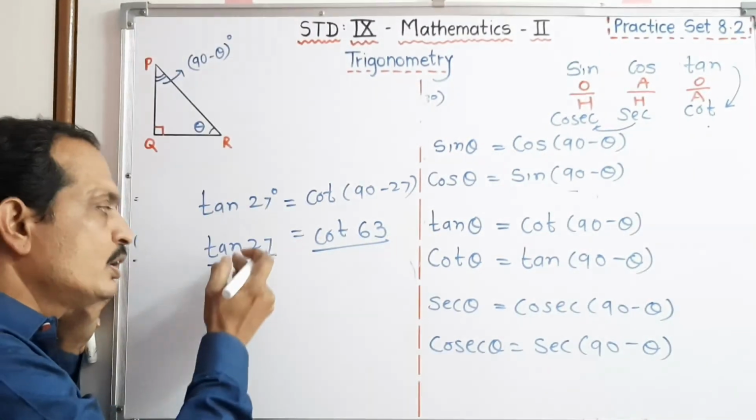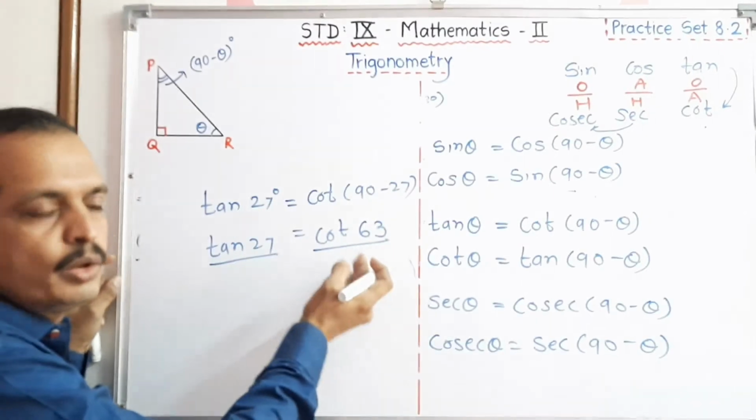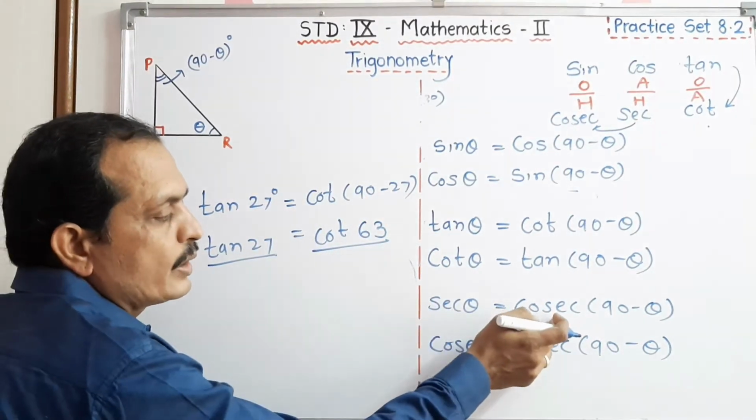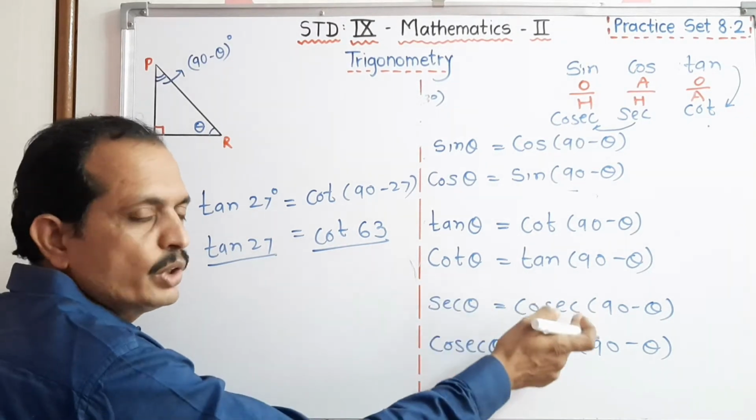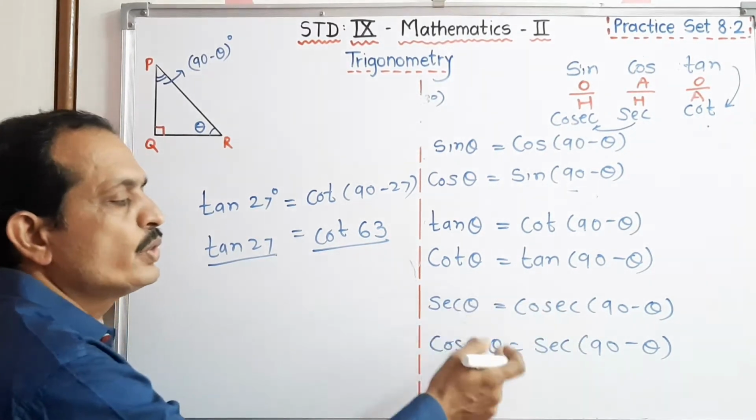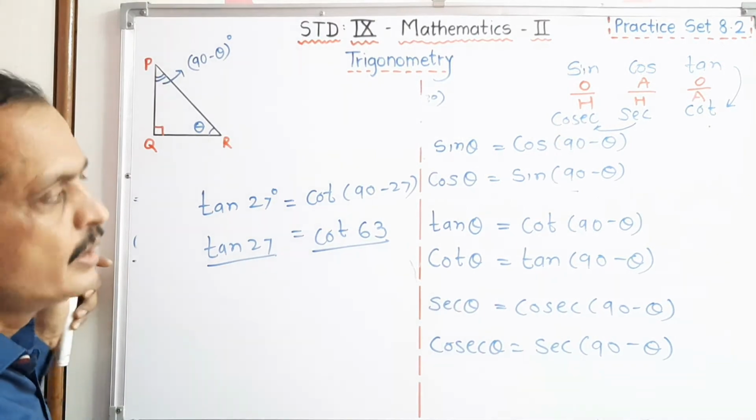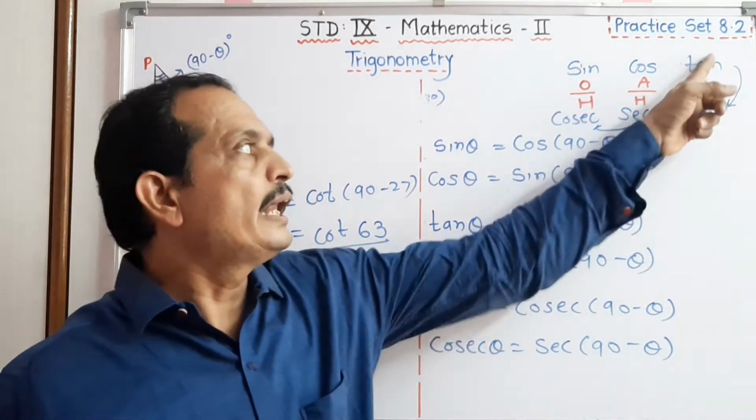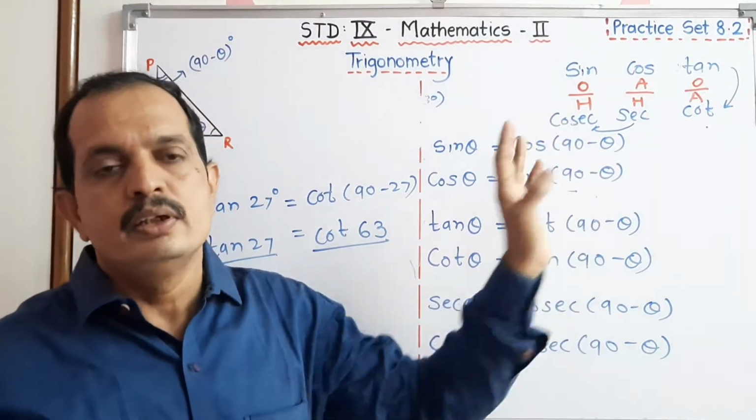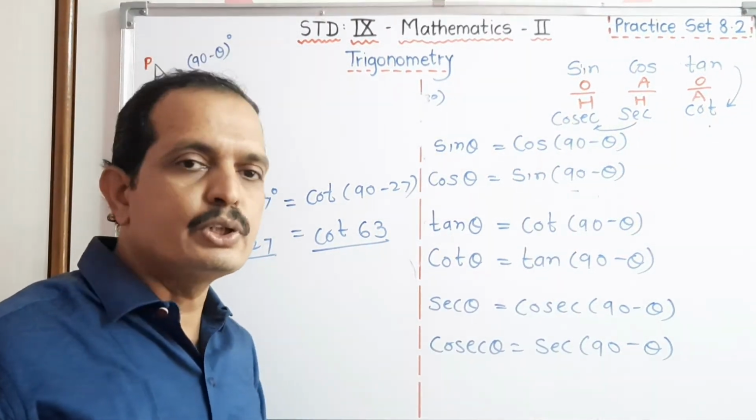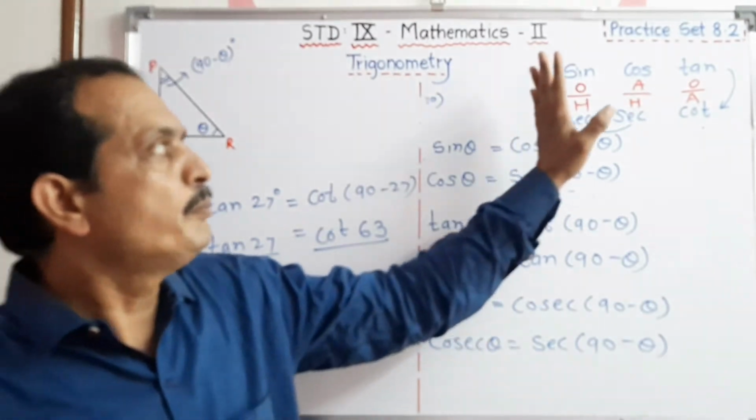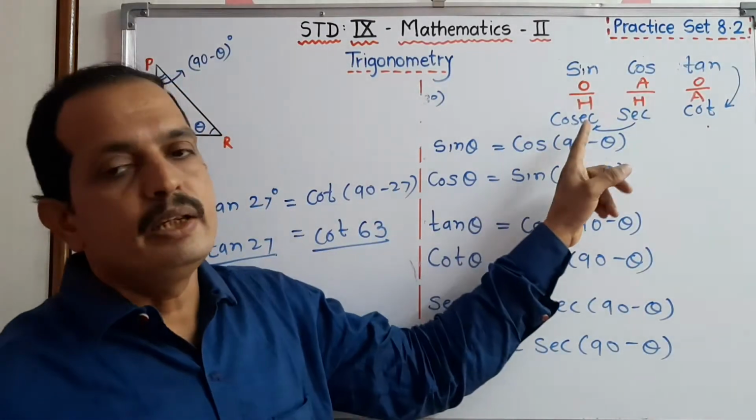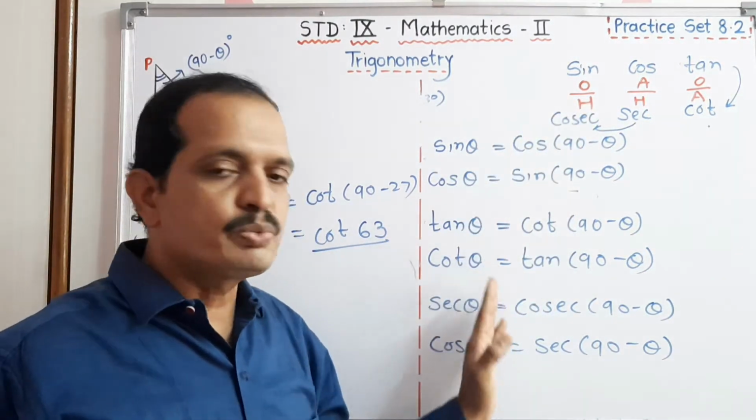That means we can convert tan into cot or we can convert cot into tan. Same thing about the sec and cosec. That means sec we can convert it into the cosec and cosec we can convert it into the sec. This is the relation between the sine and cos, tan and cot, sec and cosec. Dear student, I think everyone understood this. If we remember this sequence wise, then there is no problem, not any difficulty to remember these formulas.